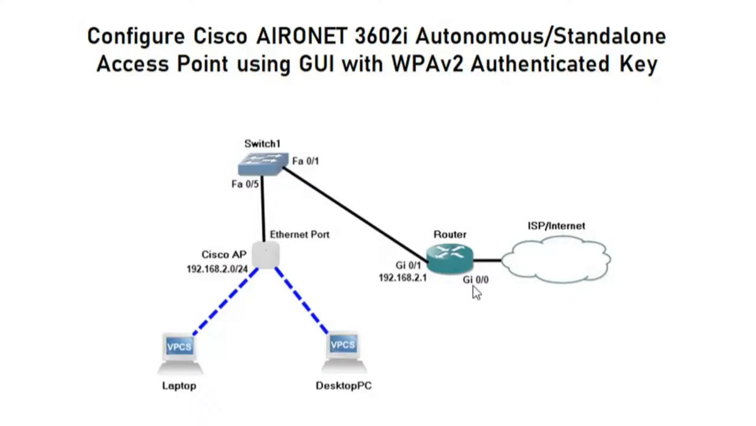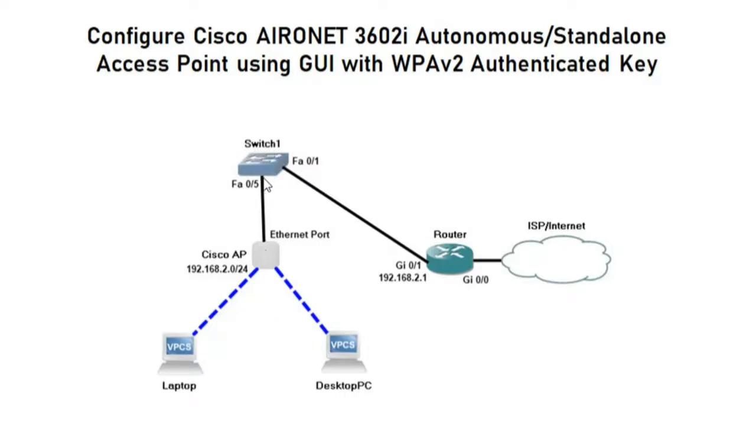You can see the gigabit 0/0 port of the Cisco router is connected to the ISP network, and the gigabit 0/1 port is connected to the FastEthernet port of the switch. And I have created a DHCP pool in the Cisco router where the network is 192.168.2.0, subnet mask is /24, and the default router IP address is 192.168.2.1. Basically we haven't done anything with the switch. This is a layer 3 switch, that's why all the ports belong to VLAN 1.